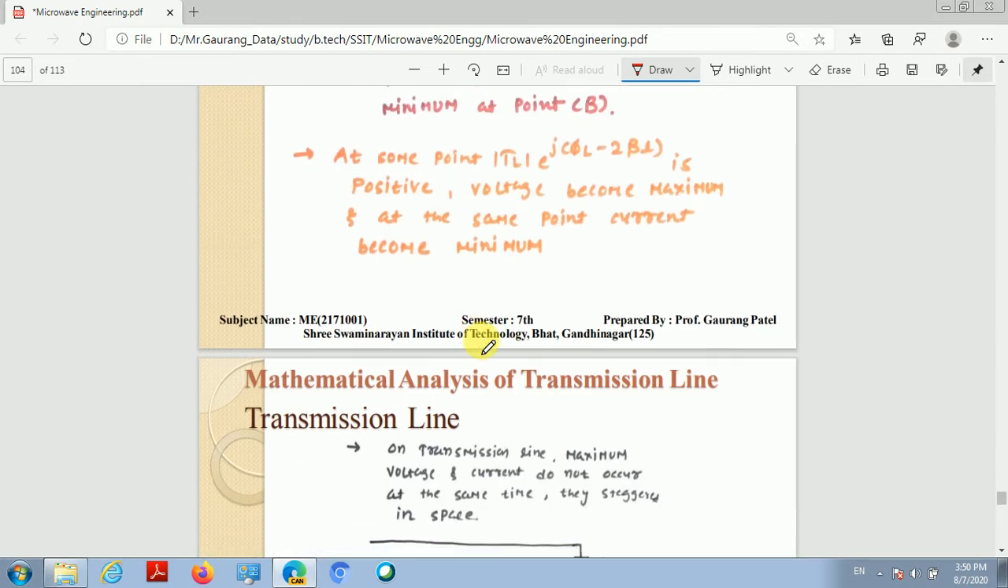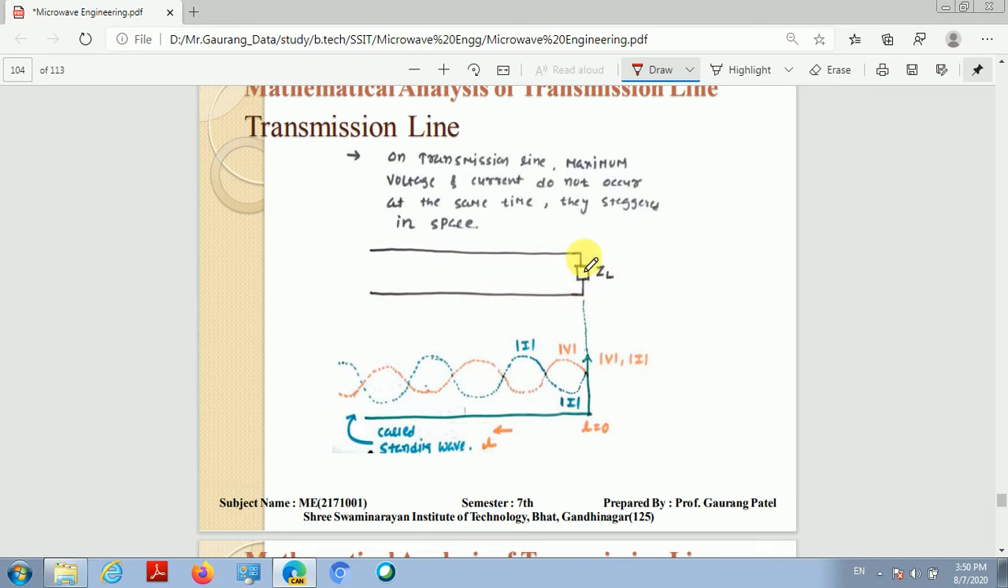If you look at this diagram, this is the load end of the transmission line. This orange waveform represents the voltage variation on the transmission line, and this blue waveform represents the current variation on the transmission line. You can see this is the load end, L equal to 0, and if you move towards the generator from the load end, at some location, let's say at this location, the voltage is maximum and the corresponding current is minimum. At this location, the current is maximum and the corresponding voltage is minimum. So what we concluded in the last class is that on the transmission line, when the voltage is maximum, the current is minimum, and vice versa.